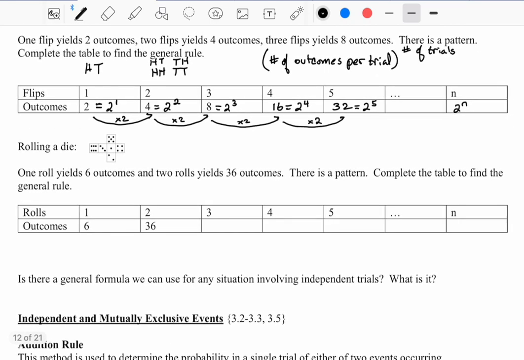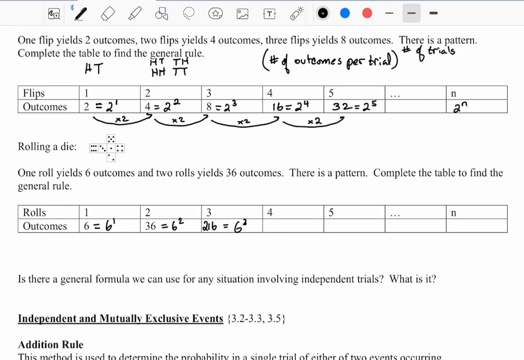Same relationship holds true for a roll of a die. Number of outcomes per trial raised to the number of trials. All right, so the first one is 6 to the first power, 6 to the second. The 6 is coming from the number of outcomes for any one roll of a die. And the power is coming from the number of rolls. So 6 to the third power, which would be 216.